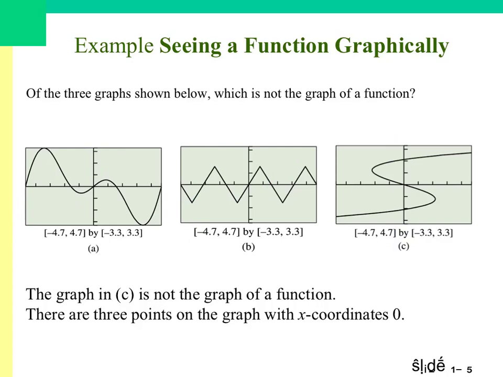Now, see these? Those are the x values. That means this window here, that's negative 4.7, that's positive 4.7. That's negative 3.3, positive 3.3. Those are the windows, okay? Those are those numbers. Okay?